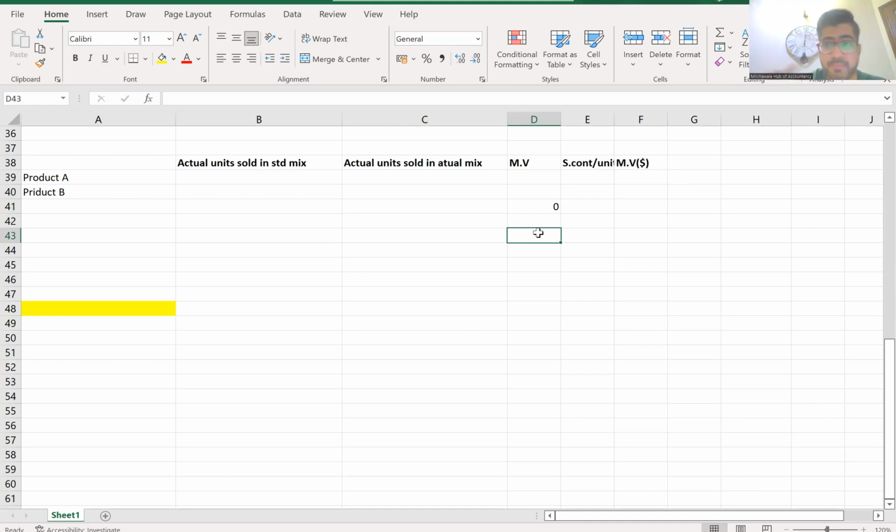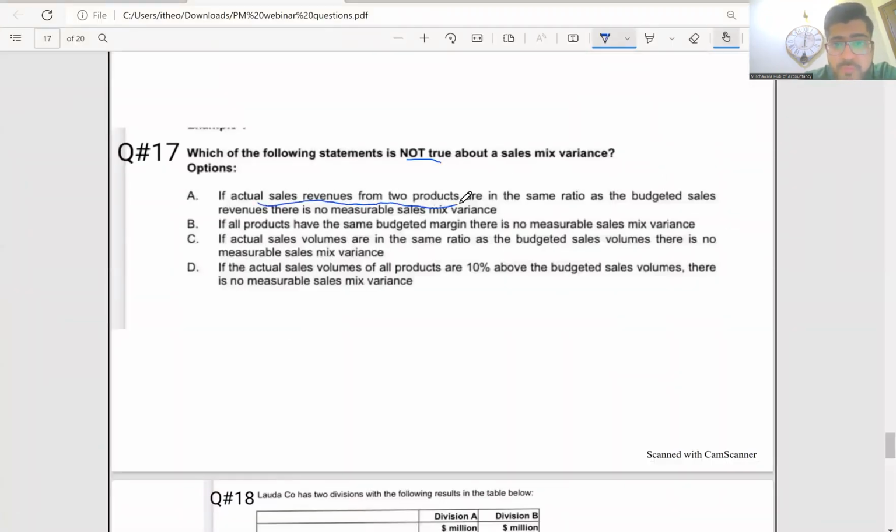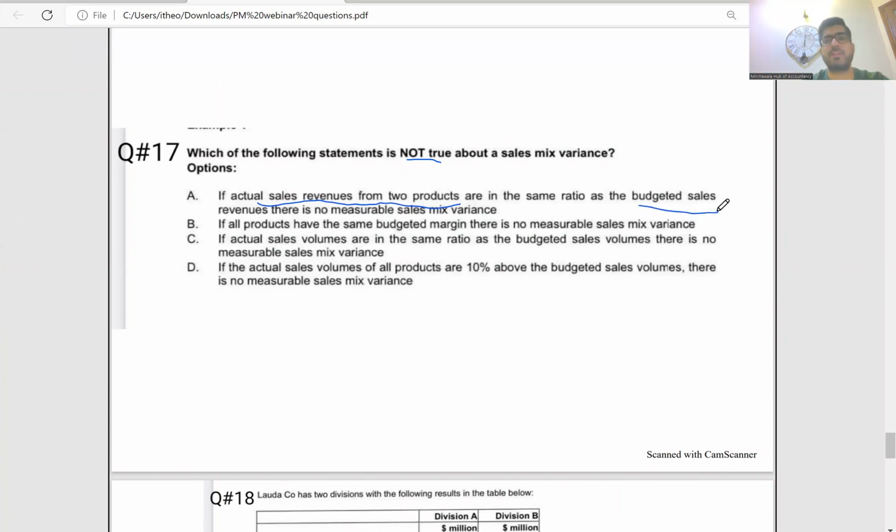So when doesn't mix variance come? When actual units sold in standard mix and actual units sold in actual mix are absolutely the same, then there is no mix variance. What is this saying? If actual sales revenues from two products are in the same ratio as budgeted revenues, then there won't be any mix variance.